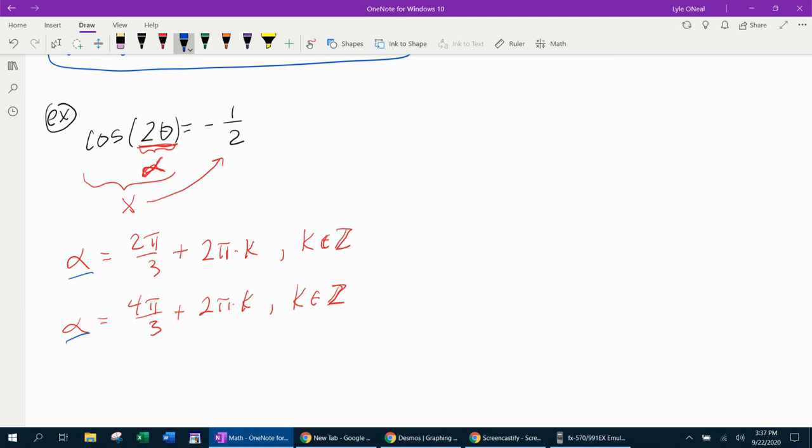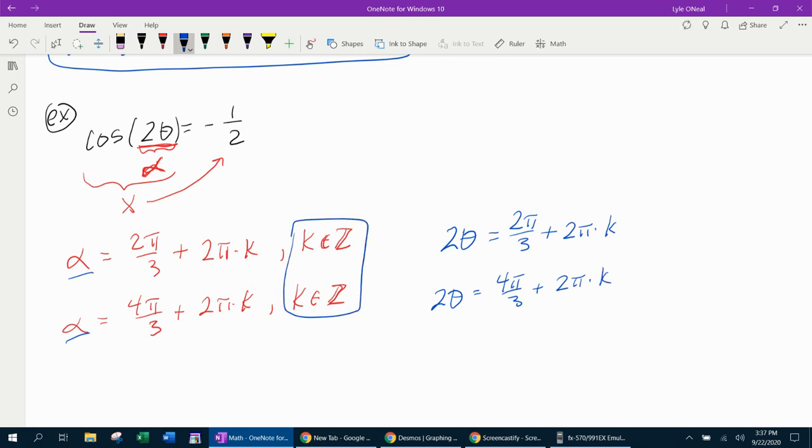Okay, so now that's going to look like this. It's going to say 2 theta equals 2 pi over 3 plus 2 pi k, and then 2 theta equals 4 pi over 3 plus 2 pi k, and we're just going to say it's understood that k is an element of the integers, and then I need to solve each one of those for theta. So we're going to divide by 2 all the way through, so that we can get our solutions in terms of theta.